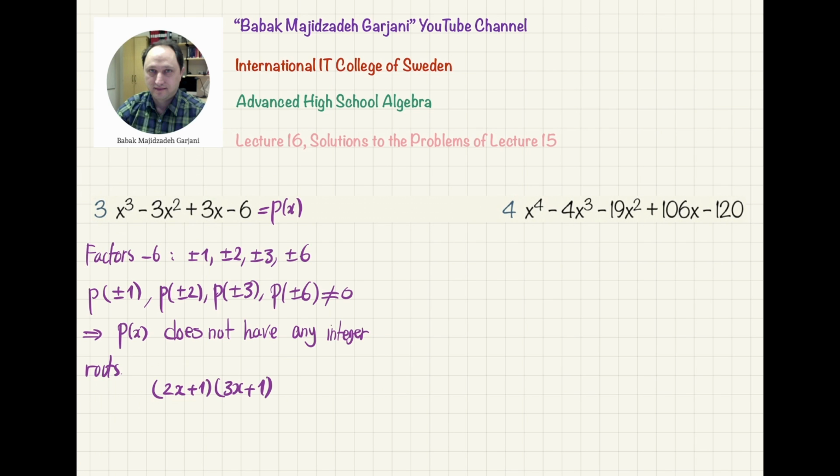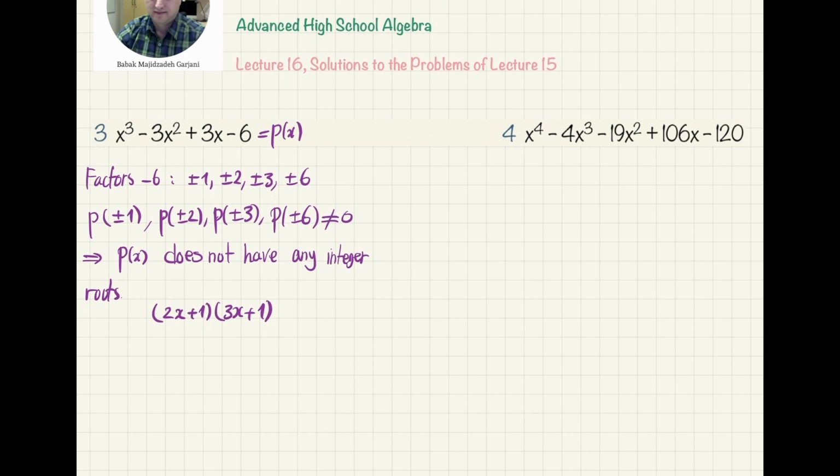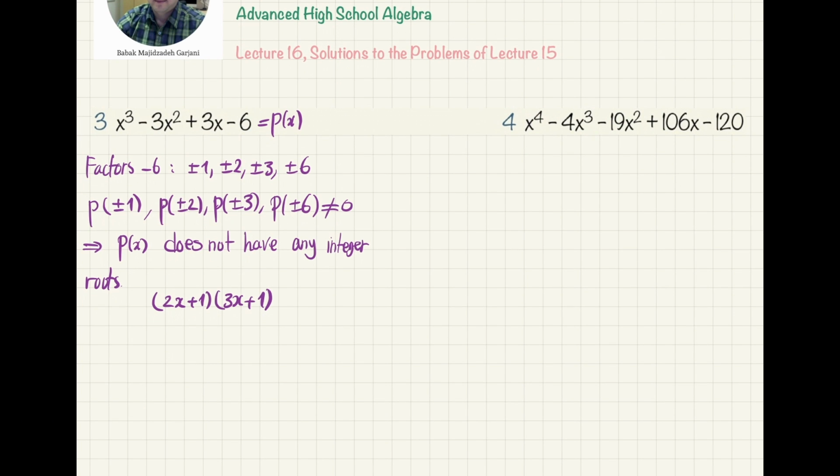But if we do not have any rational roots for the polynomial, then it is guaranteed that we cannot factorize it, at least on the set of integers. But let us check. Do you think that this polynomial has a rational root which is not in this list? No.